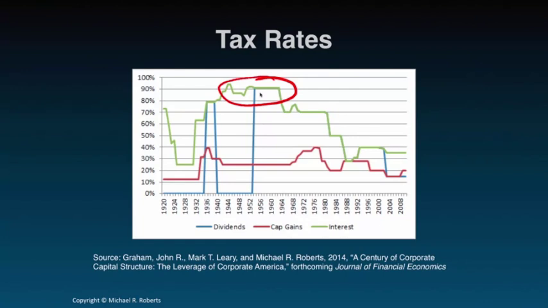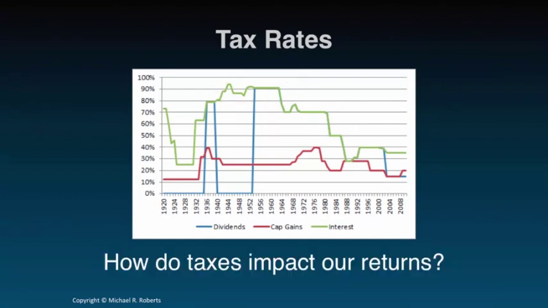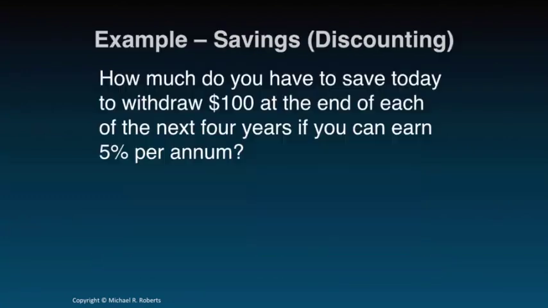So it's important to understand how they impact our investment income. Okay. So let's illustrate this by example. And I want to revisit an example we looked at in the past, in particular in our first lecture on discounting. So the question is, how much do you have to save today to withdraw $100 at the end of each of the next 4 years if you can earn 5% per annum?